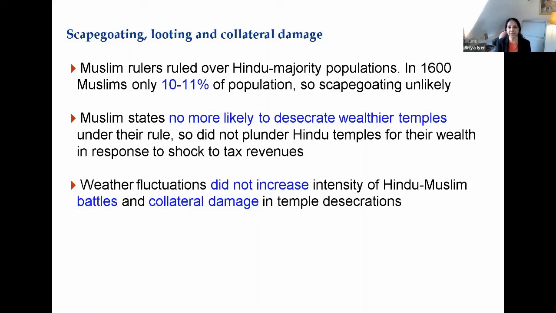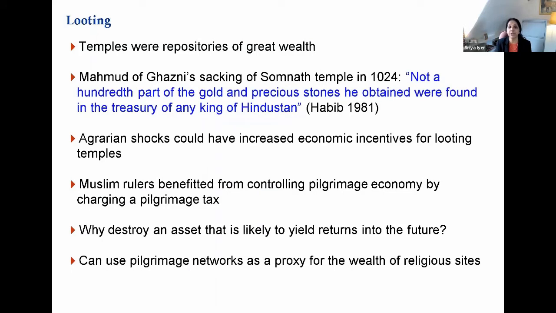We also show in the paper that Muslim states were no more likely to desecrate wealthier temples under their rule, so they were not plundering the Hindu temples for their wealth in response to a shock to tax revenues, and the weather fluctuations did not increase the intensity of Hindu-Muslim battles and collateral damage in the temple desecrations. How do we show this?